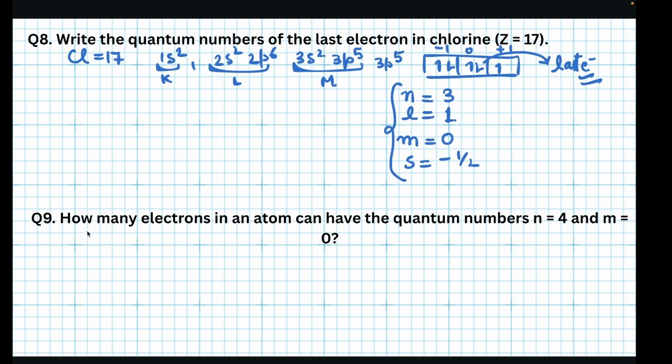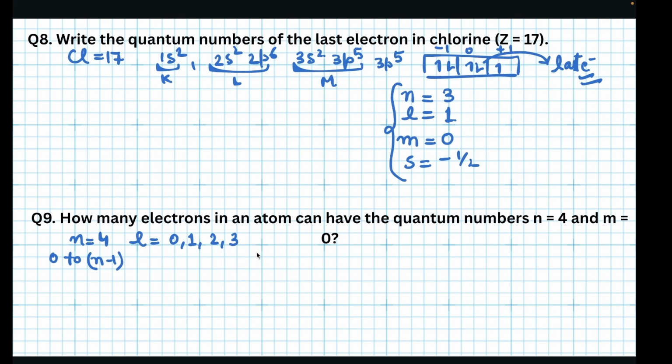Question number 9 is, how many electrons in an atom can have the quantum number n is equal to 4 and m is equal to 0? So for n is equal to 4, possible values of L will be 0, 1, 2 and 3. Because as we know, for the given value of n, the possible values of L are 0 to n minus 1. And for each L, check if m is equal to 0 is possible.